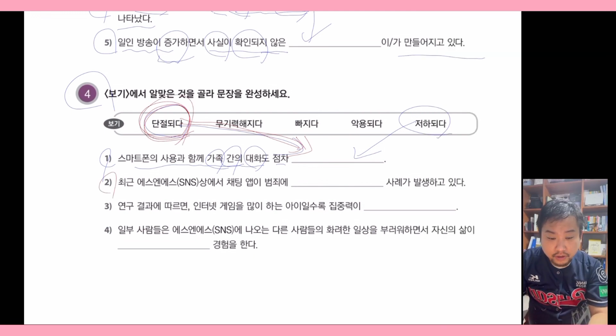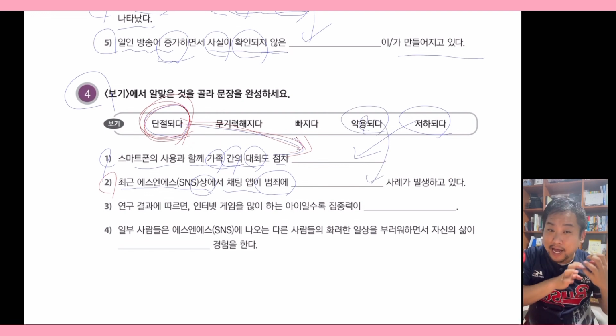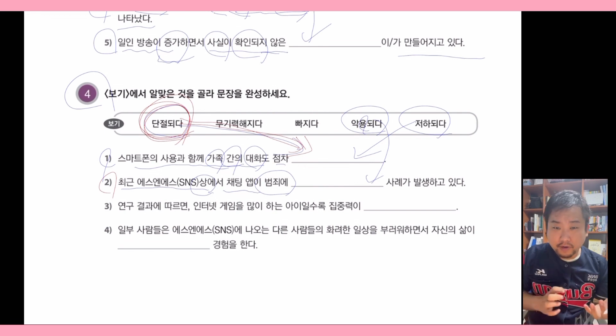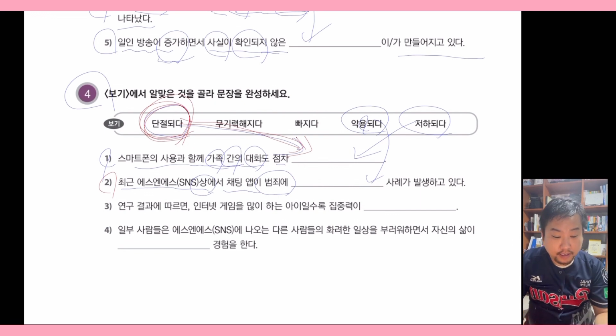Number 2, 최근 SNS 상에서 on the SNS 채팅 앱, 채팅 애플리케이션이 범죄에 악용되는 사례가 발생하다. 용 is 사용, is use, 악 is devil. So 악용되다 is abuse, misuse of. So just chatting app as using misuse as for criminal. 의 사례 is case가 발생하고 있다.